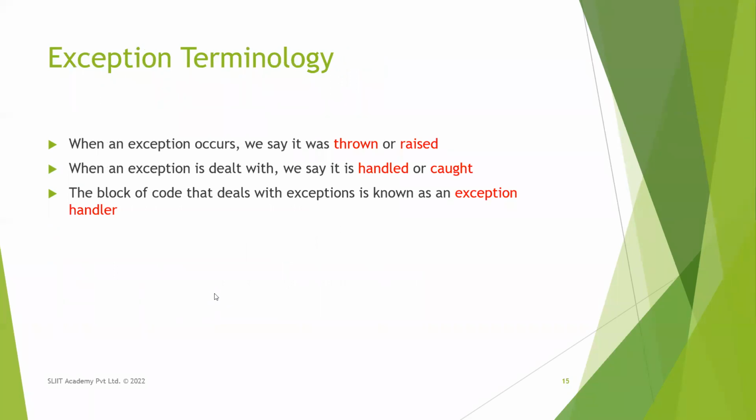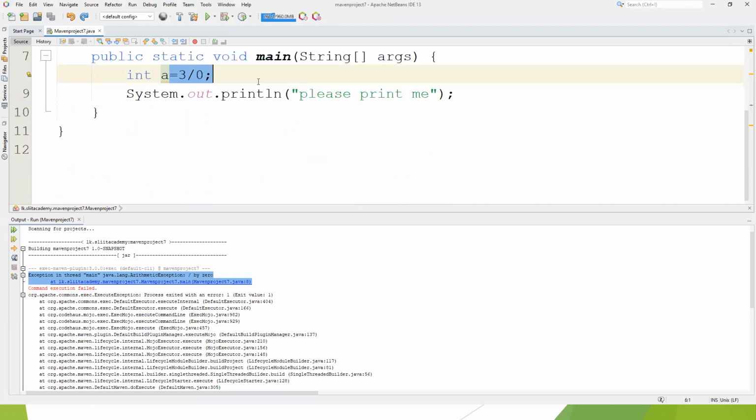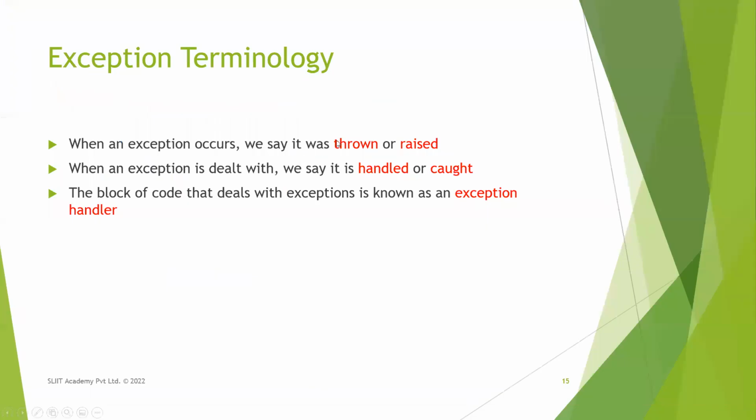Now these are the keywords that you want to remember when you talk about exceptions. When you get an exception, like the one you can see here, we say the exception is thrown, or raised. So two keywords you can use when an exception occurs are thrown or raised. When you handle the exception, when you deal with it, you say you caught the exception, or handled it. How to handle it, I will explain in a few slides. The code that we write to deal with an exception we call an exception handler. So these are the keywords you must remember in order to handle errors.